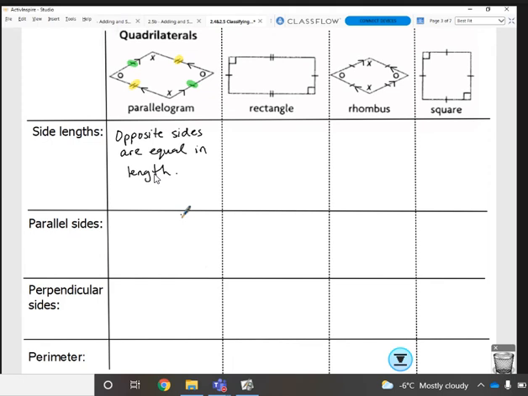Now, parallel sides. If you look here, we have a parallel line going this way with another parallel line. And there should be 2 here, so this and this other opposite side are going the same way as that side. So which sides are parallel? Again, we can say opposite sides are parallel.